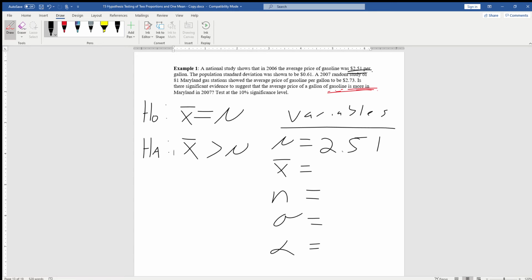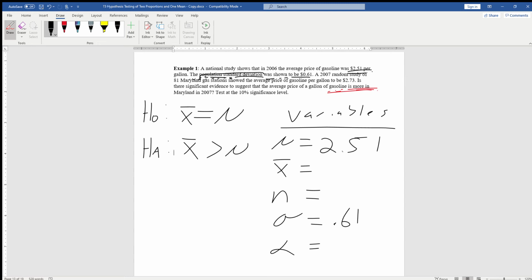The population standard deviation, okay, and this is an extremely important statement right here where it says the population standard deviation. As soon as we see that phrase, that means we know we're dealing with a z distribution or the normal distribution. We can right away say that sigma is 0.61.